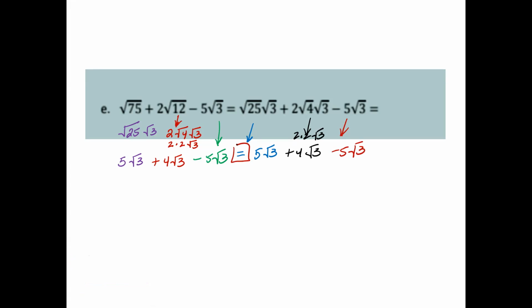And the question is, are they equal to each other? Let's take a look. All of these have square root of 3, which means I can add 5 plus 4 minus 5, which is 4 square root 3. Do the same thing over here. These are all exactly the same square root. 5 plus 4 minus 5, 4 square root 3. So yes, they are equal to each other.